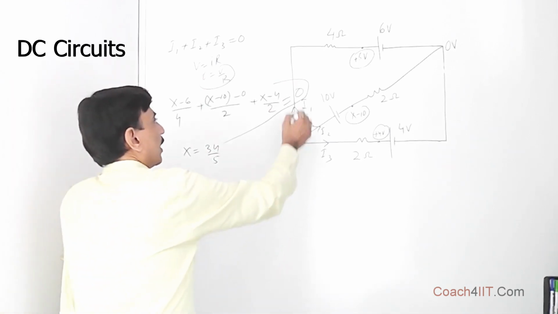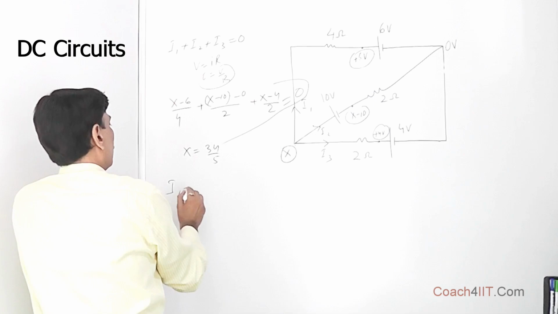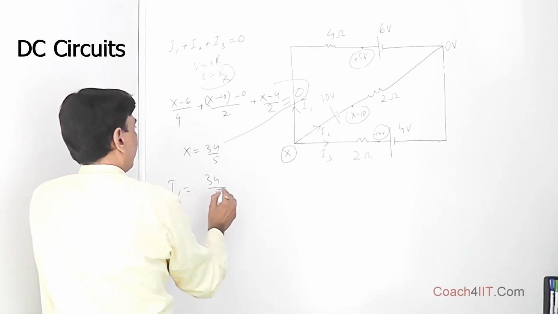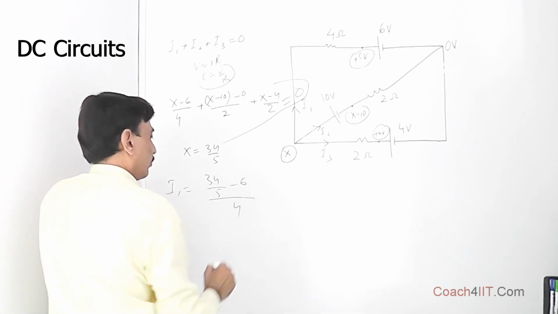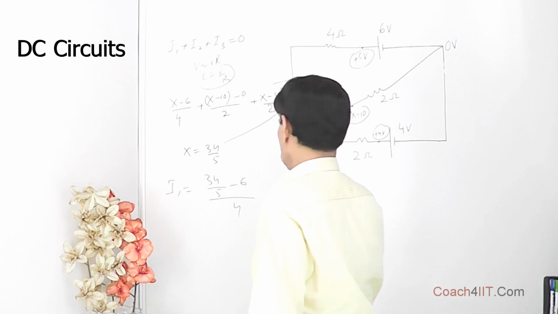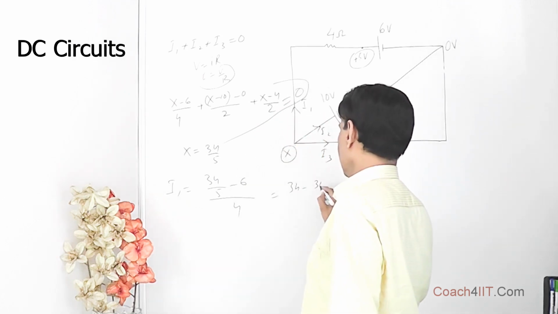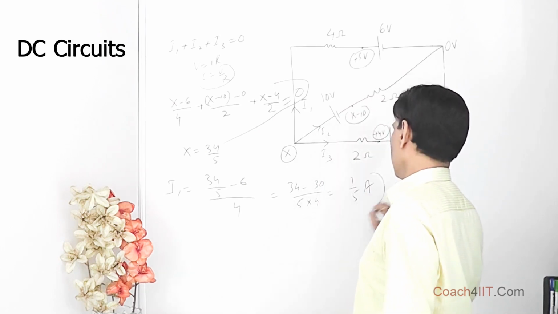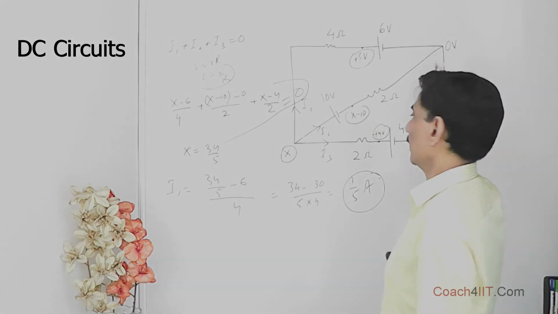And if you have to find current I1, so I1 is 34 by 5 minus 6, upon 4, that is the value of current. That comes out to be 34 minus 30 upon 5 into 4, that is 1 by 5 ampere. We find the value of current in this arm.